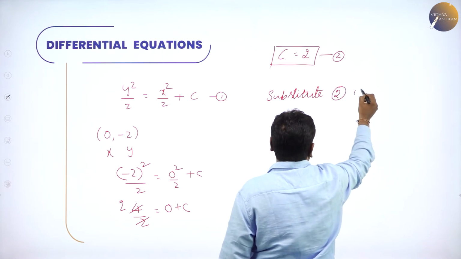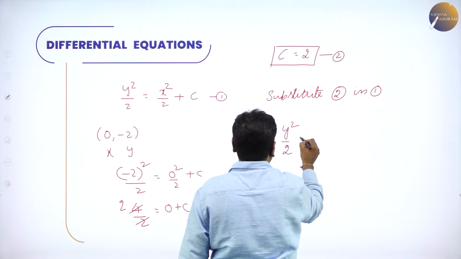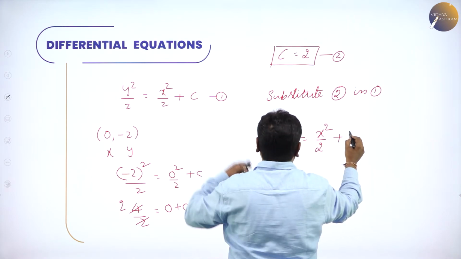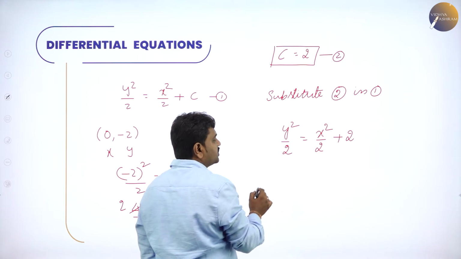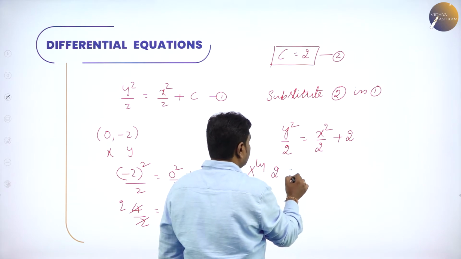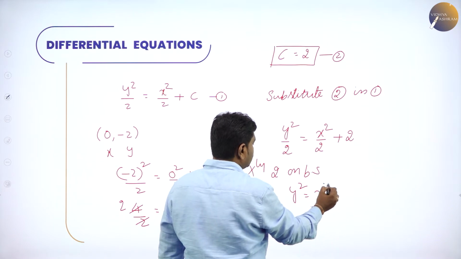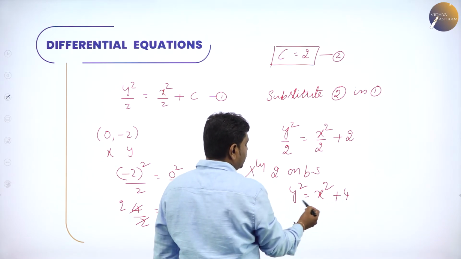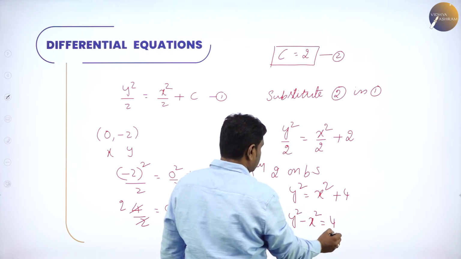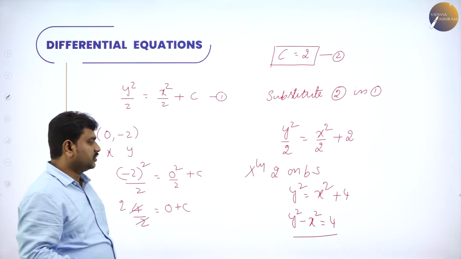Equation 2 in 1. Then equation 1 becomes y square by 2 is equal to x square by 2 plus c. C means what? In the place of c put 2. So now this is the final answer. To write it in standard form, multiply 2 on both sides. Multiply 2 on both sides. So 2 cancels, it will be y square. 2 cancels, it will be x square. 2 2s are 4. So we have y square is equal to x square plus 4, or y square minus x square is equal to 4, or x square minus y square equal to 4. So this is the equation. I hope all of you got this.